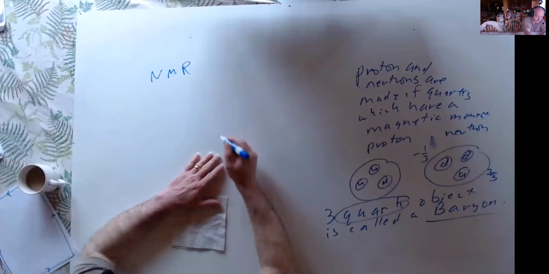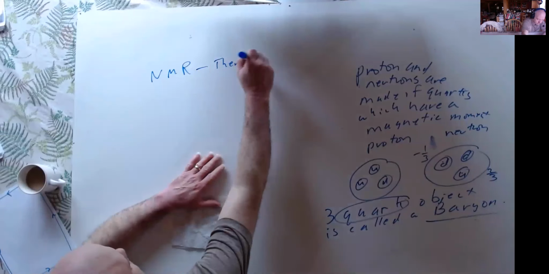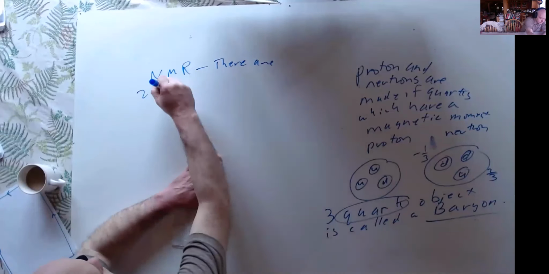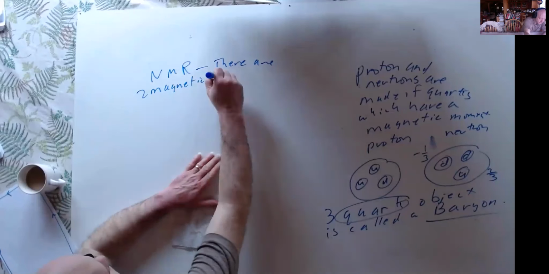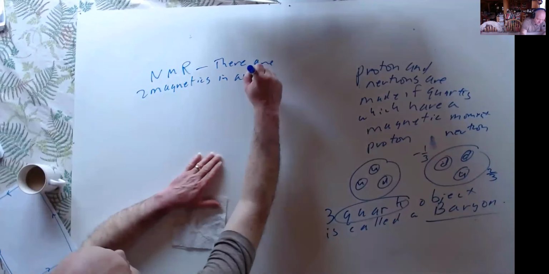So first of all, there are 2 magnetic fields in an NMR device.